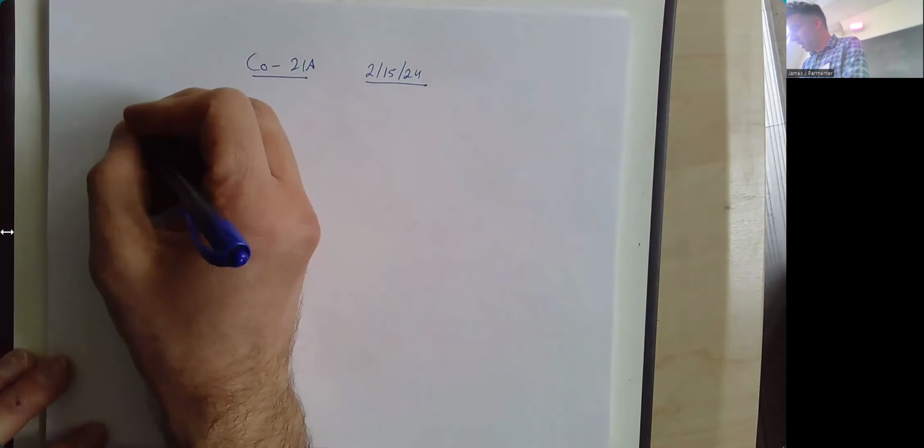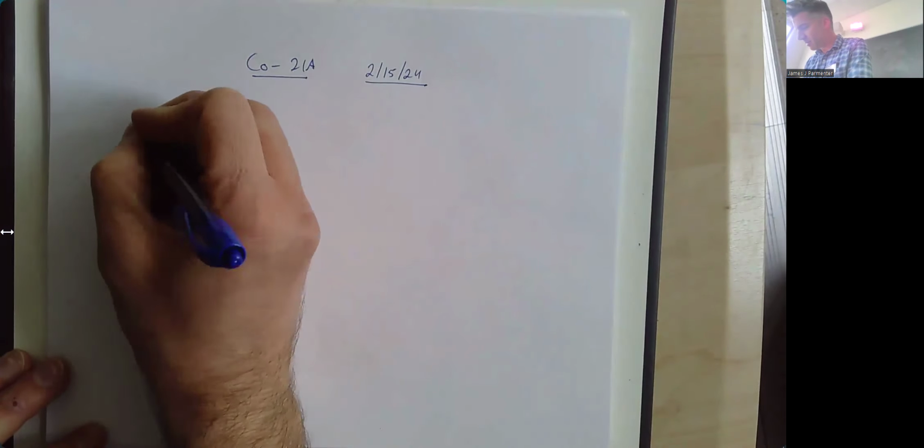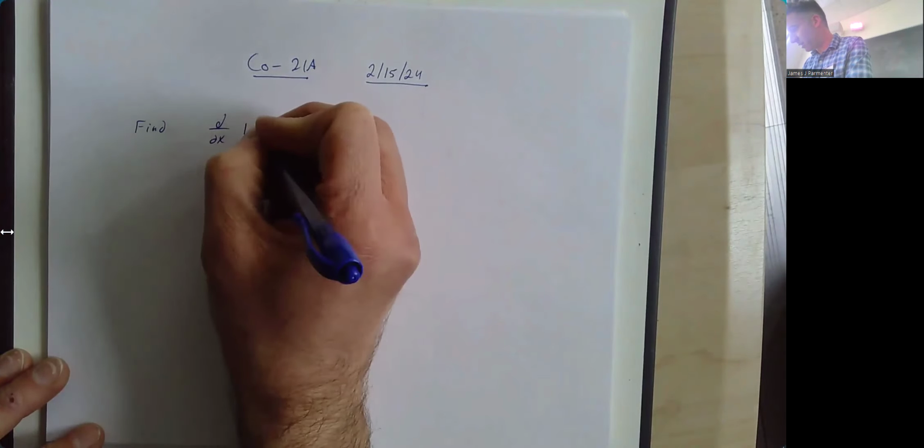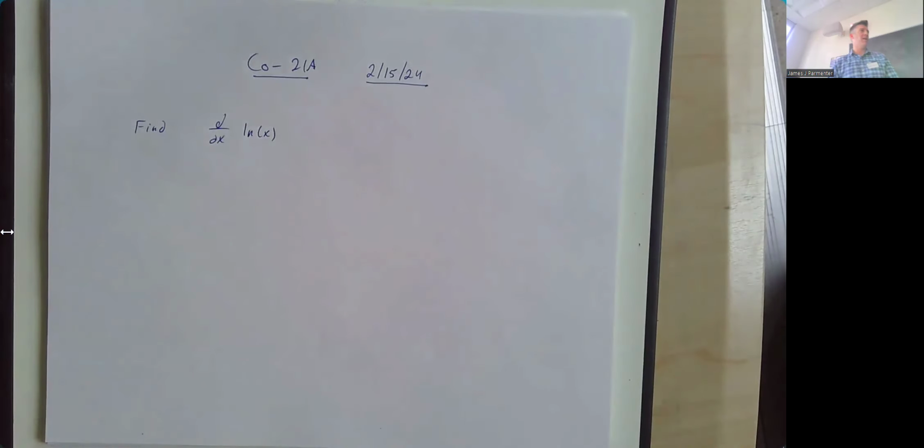Continuing on. We want to find the derivative of the natural log of x. And I'm actually going to talk about this in two different ways, so that we can do it in a way that doesn't depend on the first way I'm going to do it. So here's the first way of doing it.